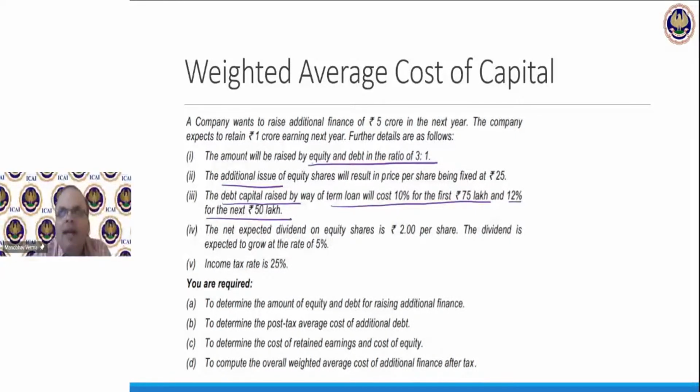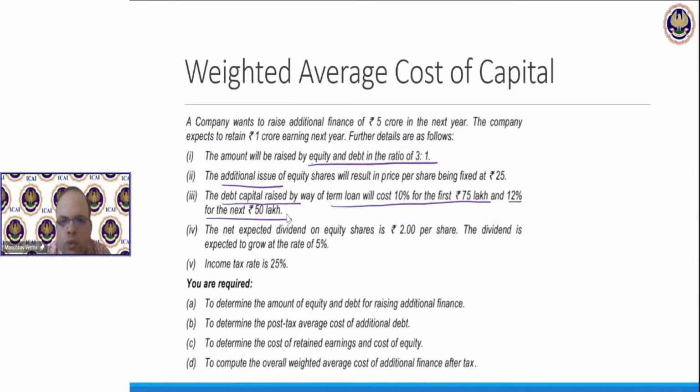Interesting. So probably when there are two types of debts, before we go to the weighted average cost of capital, we might have to calculate the weighted average cost of debt. Or we take two proportions, two different debts, right? Net expected dividend on the equity share is 2 per share. And the dividend is expected to grow at the rate of 5% here, guys. You're looking at 5% in that case.